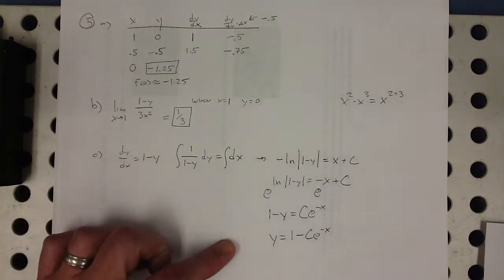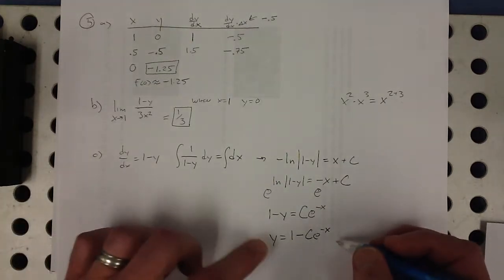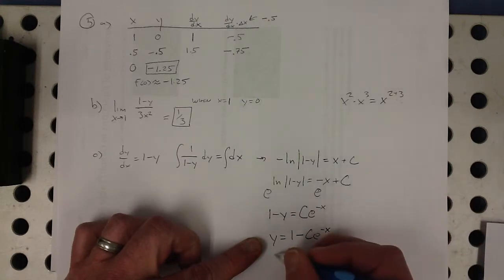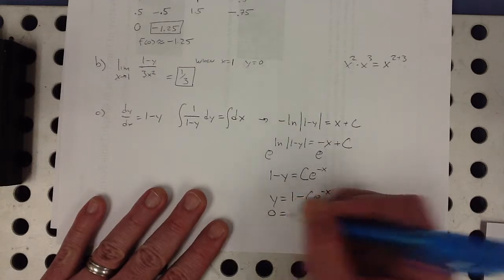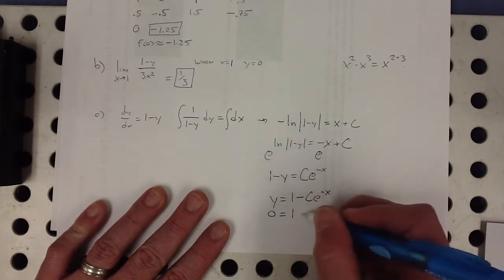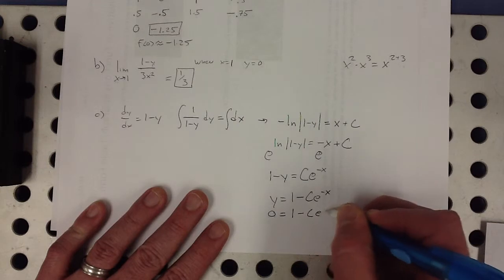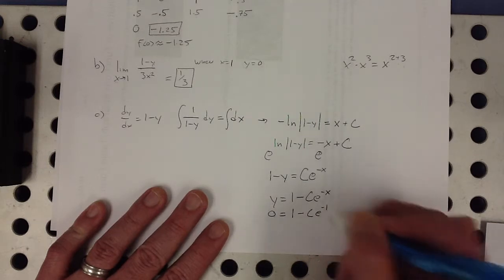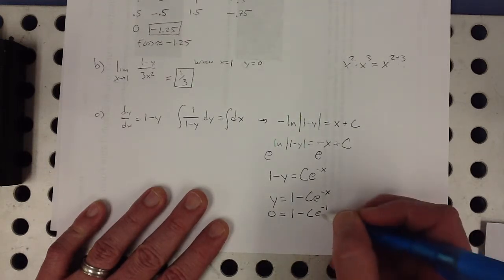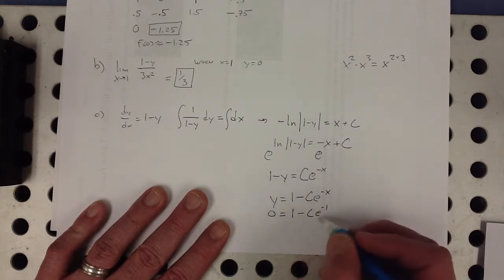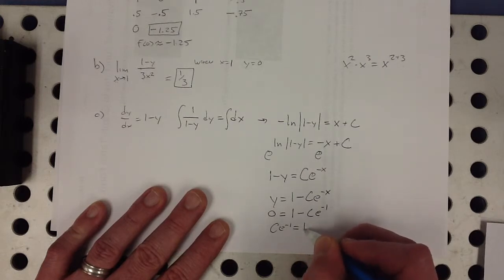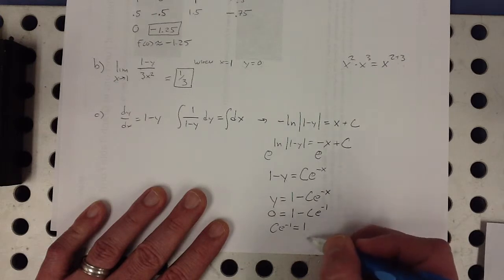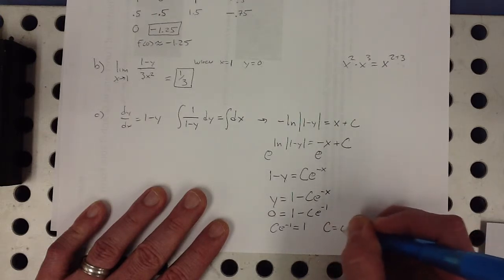And my initial point is the point (1, 0). So plugging that information in, I get 0 is equal to 1 minus c e to the negative 1. So let's see. That means that c e to the negative 1 is equal to 1. So divide that over. So it looks like c would be equal to 1 over e to the negative 1, or in other words, c is equal to e.